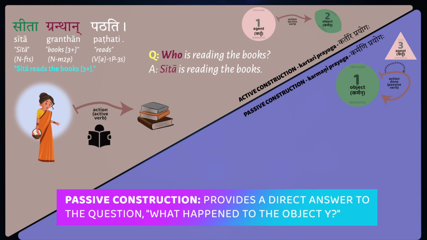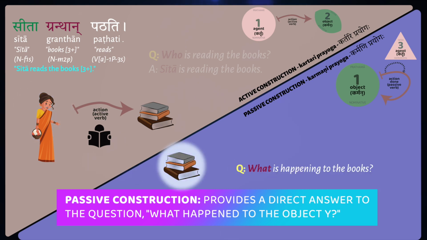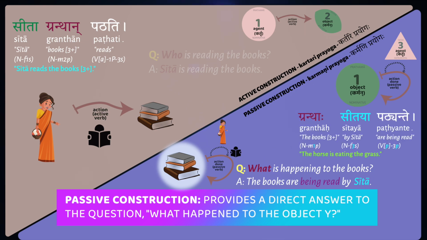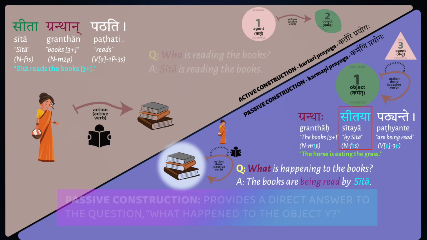If I asked you not who's reading the books, but instead I'm asking you, hey, what's happening to these books? Your answer would be the books are being read by Sita. In Sanskrit, this would be Granthaha Sitaya Pathyante. The focus is now on the 3 or more books, grantaha, and now they are in the nominative, the first case, while Sita is pushed to the third case, the instrumental. So that's basically it. That's the entirety of the passive construction.